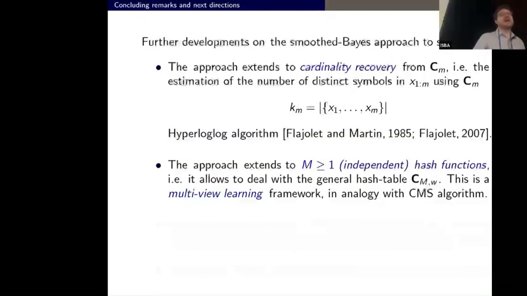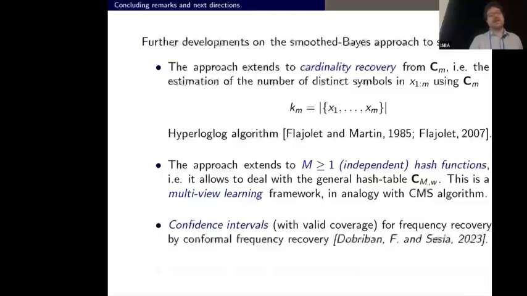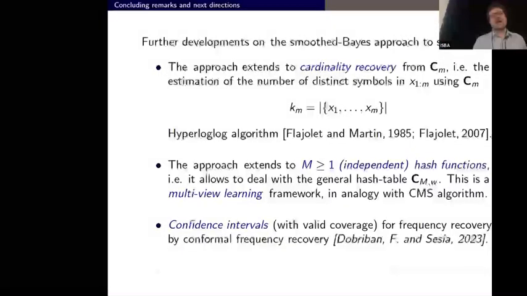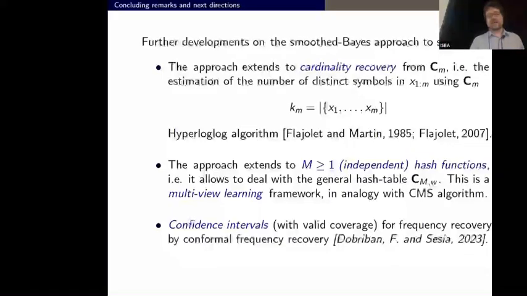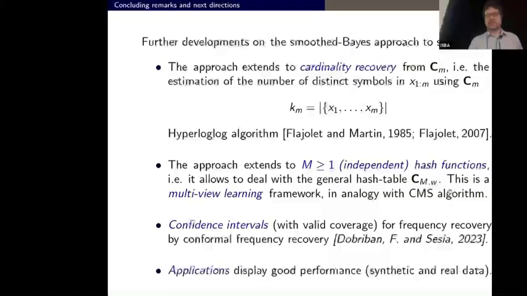We can consider multiple hashing in the style of the Count-Min sketches, using this multi-view learning approach; it's all in the paper. About uncertainty quantification, the smoothed Bayes approach is not good, so we need to resort to other things like conformal prediction. Somehow you can conformalize credible intervals, and this is also in the paper empirically, developed in this work with Matteo Sesia and Edgar Dobriban.